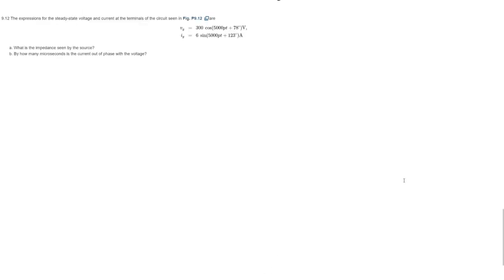Okay, so now we've got a little bit of math right here. The problem is asking what the impedance seen by the sources is, and how many microseconds out of phase the current is with the voltage. Well, this is where the magic of impedance becomes apparent. You remember V equals I times R, your Ohm's law for resistance. Using impedance, we can generalize this expression and say that V equals I times Z.